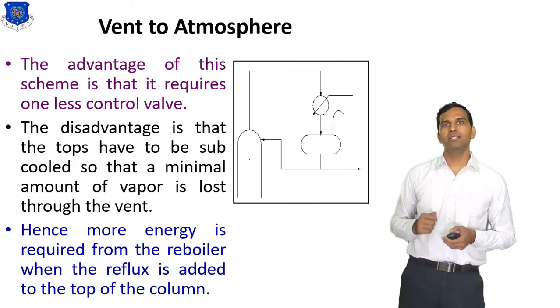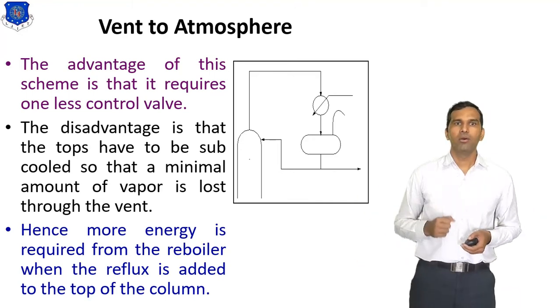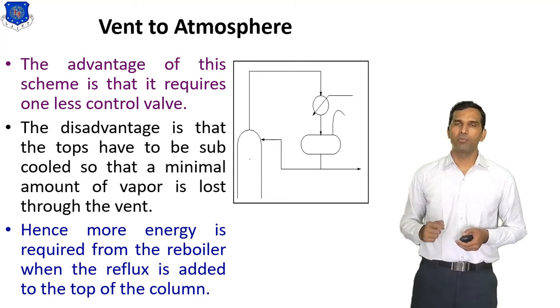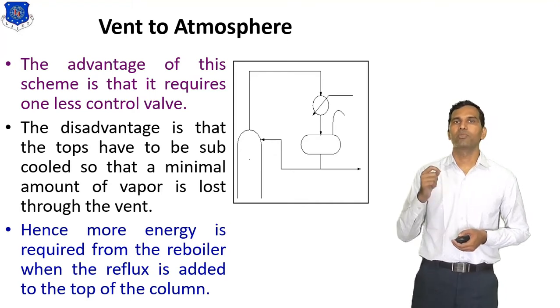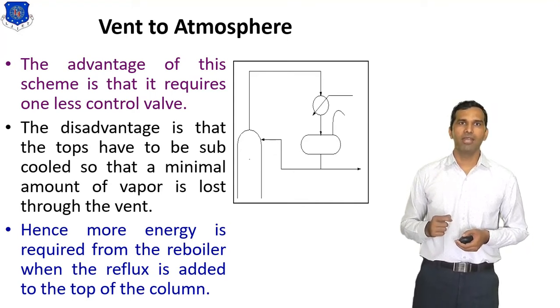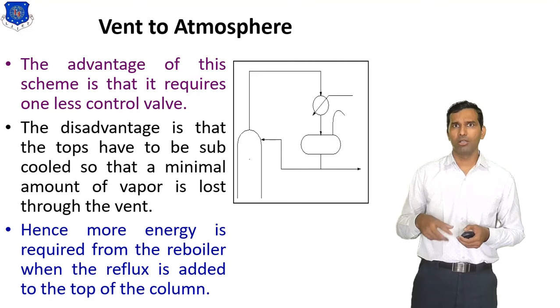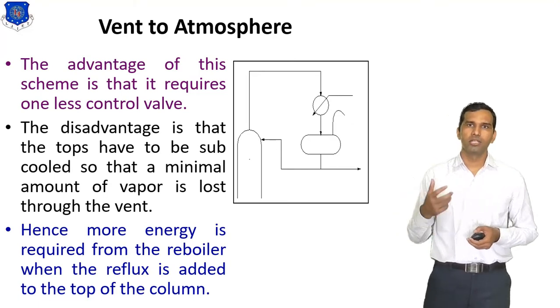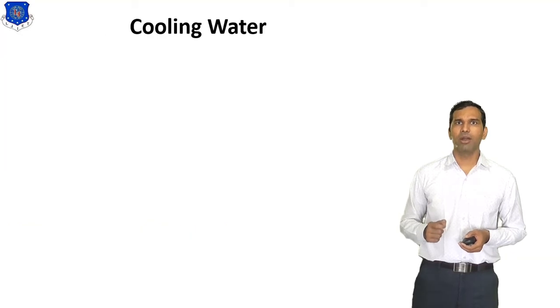So here we can see the disadvantage of this scheme. More energy is required from the reboiler, the bottom part, when the reflux is added to the top of the column. This scheme affects the efficiency of the distillation column, because when we vent the vapor from the reflux drum to the air, a pressure difference is created, and due to that we require more energy.